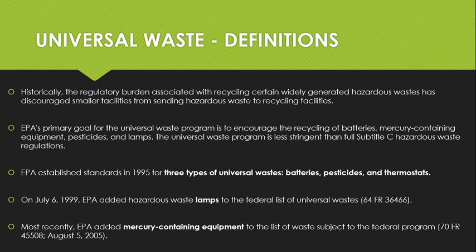So EPA established standards in 1995 for 3 types of universal waste: batteries, pesticides, and thermostats. And then later they ended up adding hazardous waste lamps to that list of universal waste. So that's any of the bulbs. And then later they added mercury-containing equipment. So that would be like any of the thermometers and stuff like that.